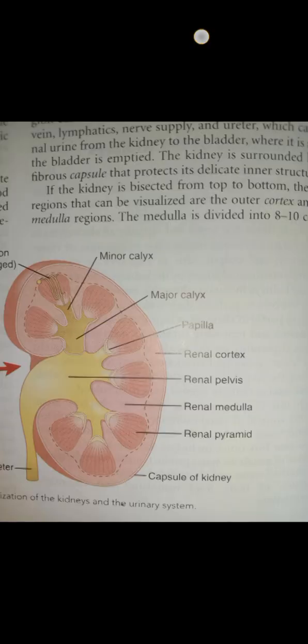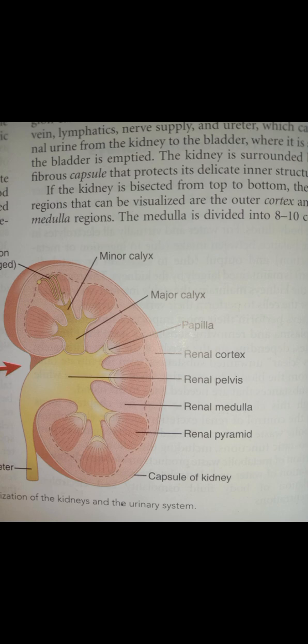So let's look at a figure. We can see the kidney is there, ureter is there, bladder and urethra are there. So the general organization of the kidney and the urinary system is given. We can see the nephron, enlarged nephrons are shown. Then the minor calyx can be seen. Then the major calyx region, along with the papilla region. Then the renal cortex is there, renal pelvis region, renal medulla, renal pyramid, capsule of kidney, then ureter.